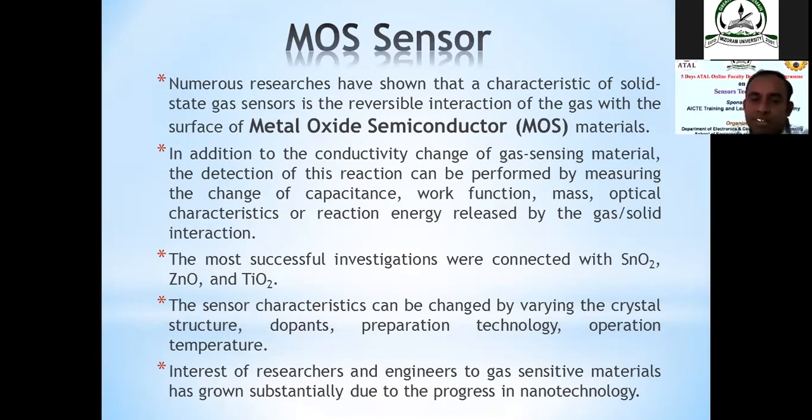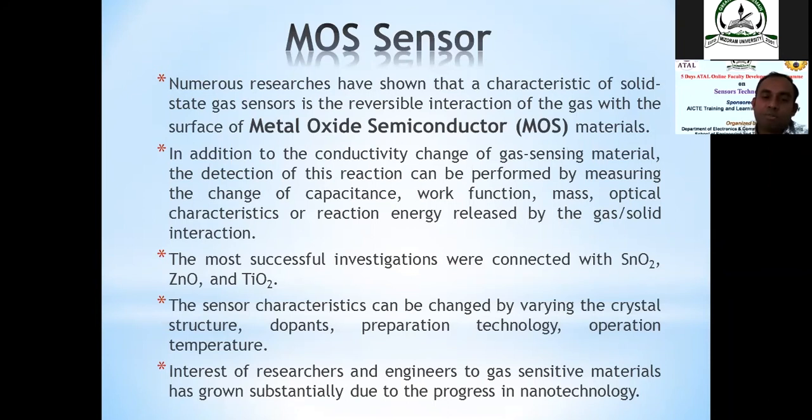Now you will see here, it is not only one property. We can measure the conductivity also. We can measure the capacitance also. We can measure the work function also. This gas sensing material changes the conductivity, and it affects the different properties simultaneously. So it may be measured through the capacitance change, or the work function change, the mass change, or the optical characteristic change. So there is not only one way to measure the properties.